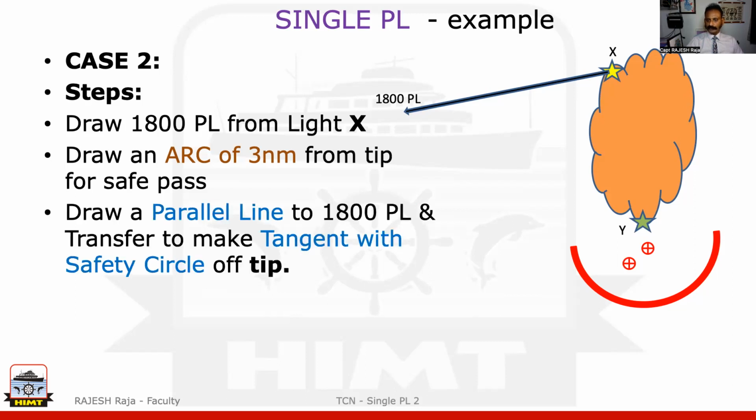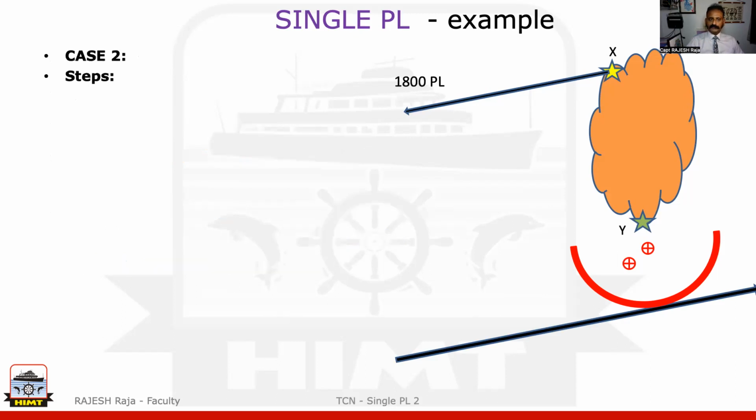I'm going to take a parallel line of this 1800 PL, which is 070. I'm going to draw that, transfer it on as a tangent to the 3 miles CPA circle. So I'm transferring this same 070. So I've got two parallel lines. So let us see what is the difference between case 1 and case 2.